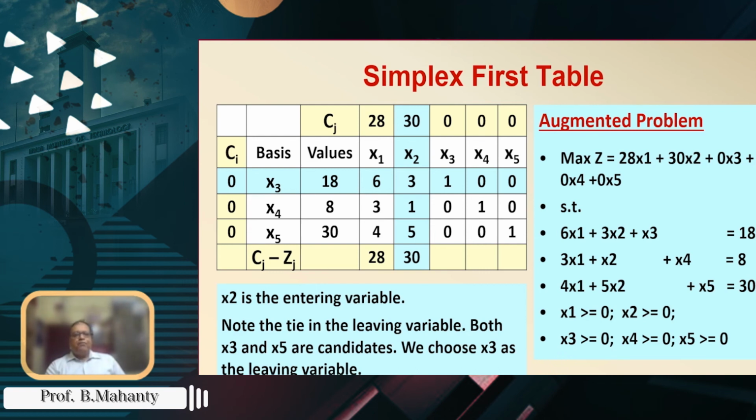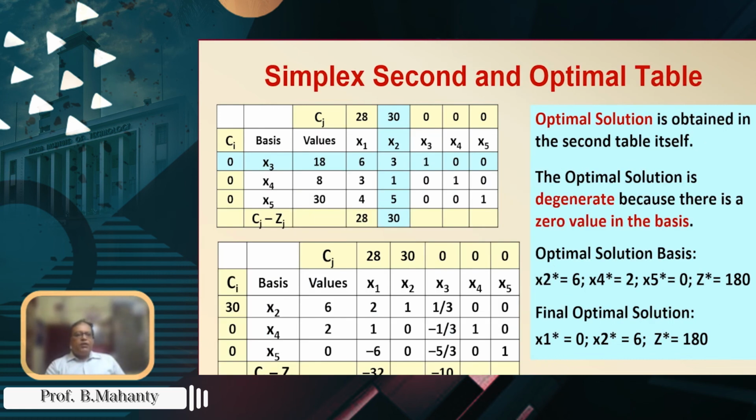So when we do that and we go to the next table, what we find is that from the key row, we get 6, 1, 1 by 3, because everything is divided by 3, and 0, 0. The key column has to be transformed to 1 0 0, and canonical form is obtained for x2, x4, x5. So 1 0 0, 0 1 0, 0 0 1, and the coefficients for x1 and x3 are now computed, and then we find that the Cj minus Zj's are both negative.